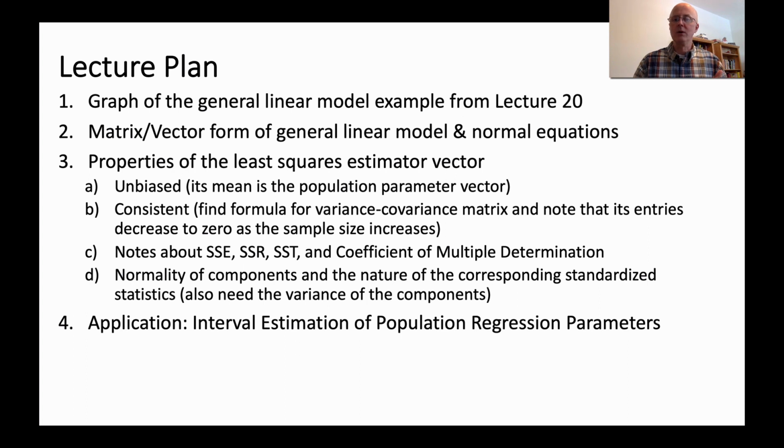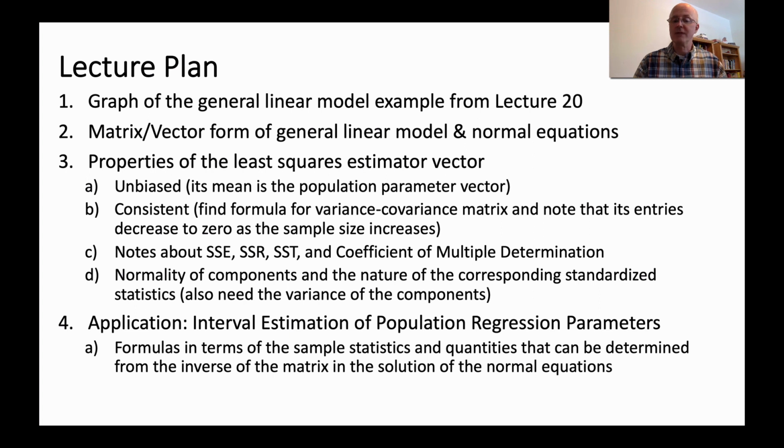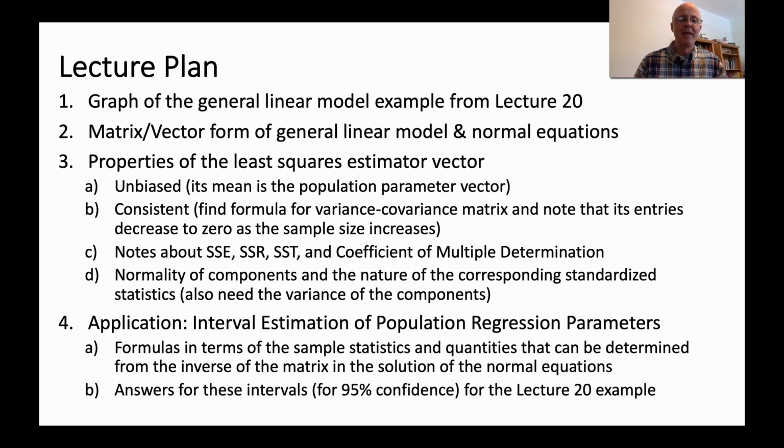Then at the very end, we will look at the application, interval estimation, for population regression parameters, trying to come up with confidence intervals essentially to estimate beta 0, beta 1, beta 2, etc. We'll look at the formulas in terms of sample statistics and quantities that can be determined from the inverse of the matrix of the solution of the normal equations. That's a mouthful, but you've seen this before. That's x transpose x inverse. And then we'll look at the final answers for these intervals from the lecture 20 example. We'll look at some spreadsheet output and the formulas themselves to see what the answers are.